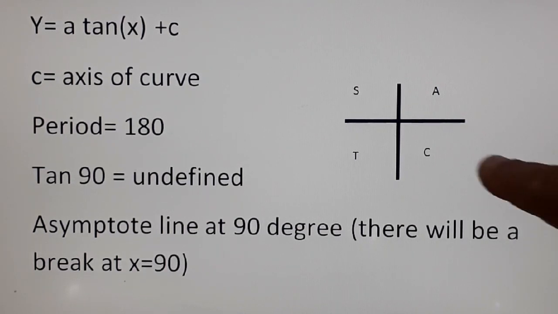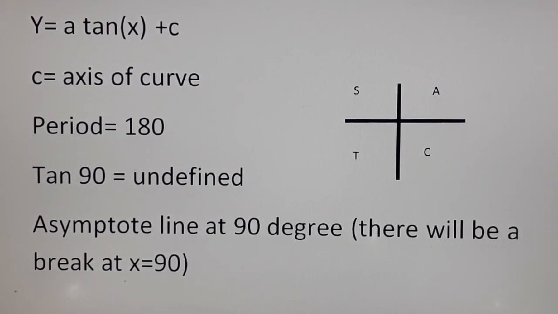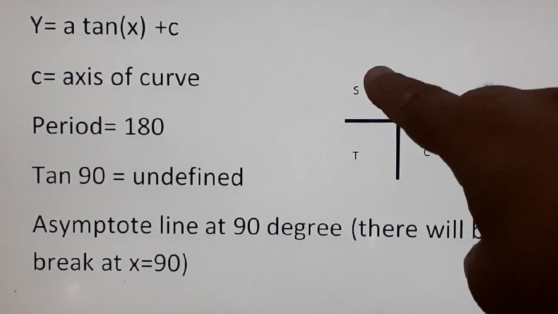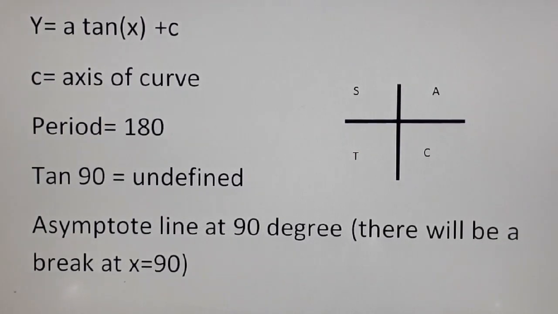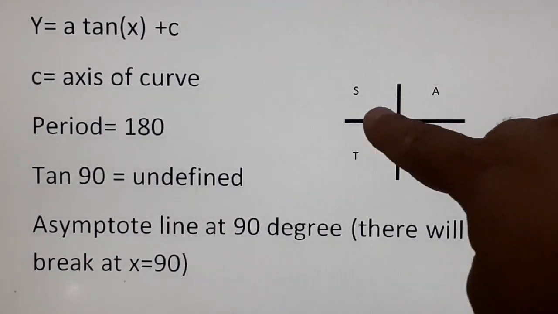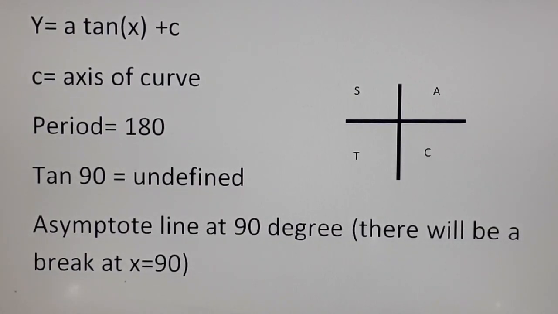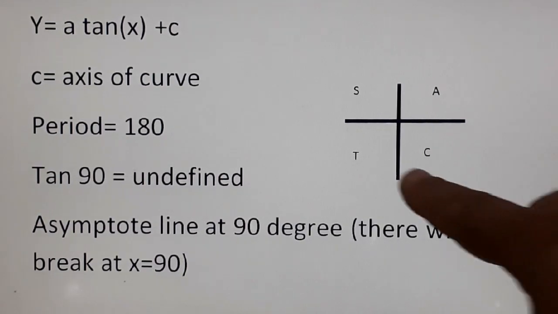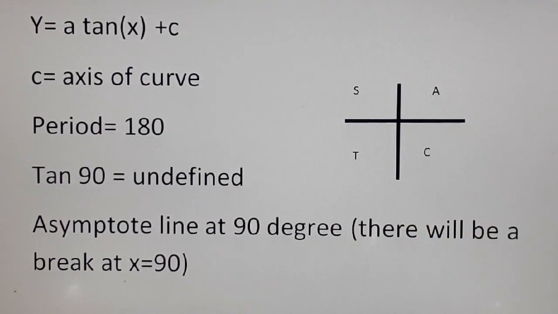And similarly, students, let me remind you of the 4 quadrants. We have the coordinate plane, and we have 4 quadrants: first, second, third and fourth. Here A means all are positive in the first quadrant, S means in the second quadrant sine is positive, and the other functions tan and cosine are negative. In the third quadrant tan is positive, and in the fourth quadrant cos is positive. Okay, let's solve an example.